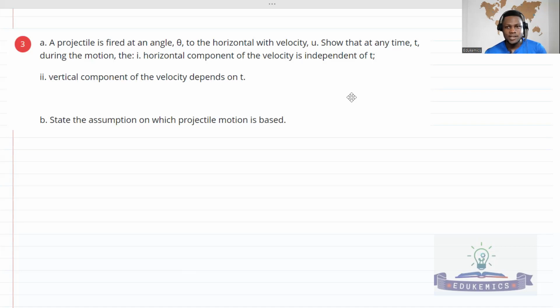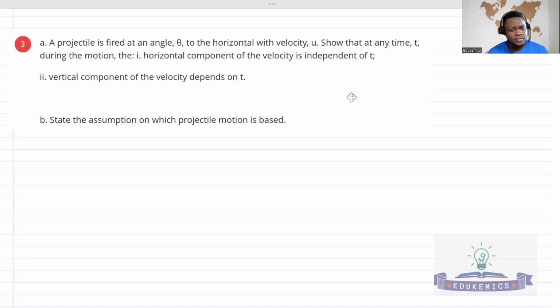We've gone a bit far, and this is the third question for the 2023 WAEC theory exam. This question is testing us on the projectile. Wow, one of my interesting topics in physics, projectile. It says a projectile is fired at an angle theta to the horizontal with velocity u. Show that at any time t during the motion, the horizontal component of the velocity is independent of t, and the vertical component of the velocity depends on t. State the assumption on which projectile motion is based.